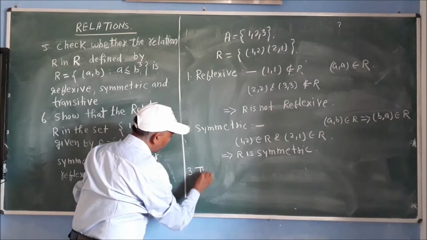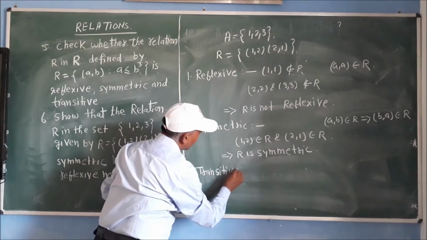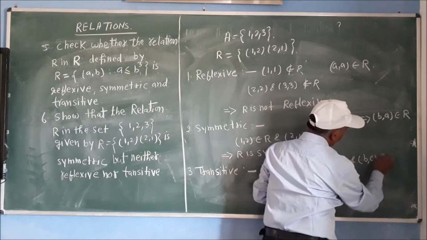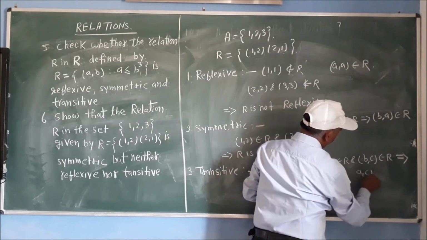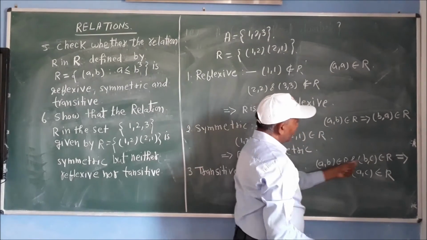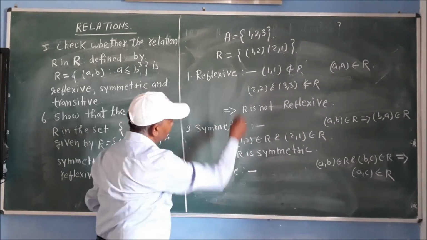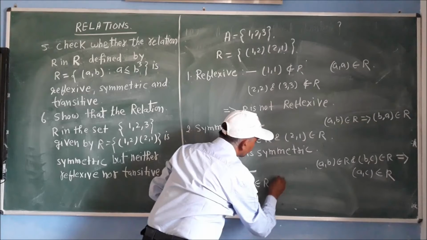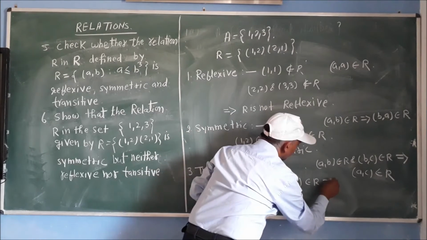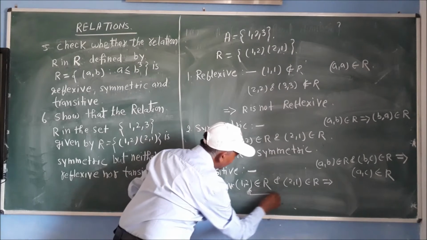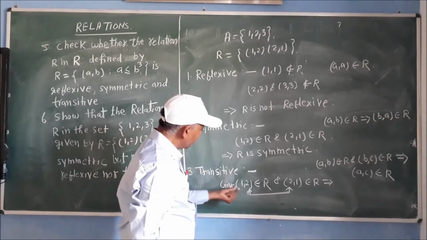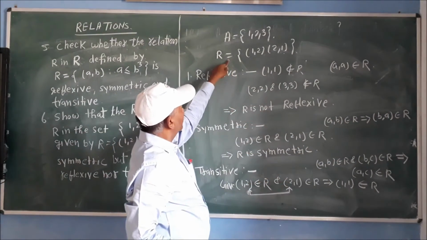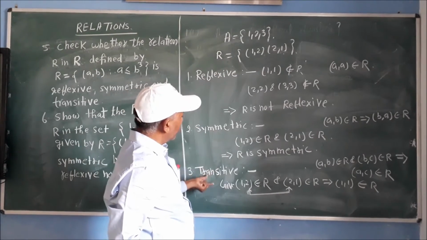Third is transitive. The transitive property is: if (a,b) belongs to R and (b,c) belongs to R, this implies (a,c) belongs to R. If (a,b) and (b,c) belong to R, then (a,c) must belong to R. So here, (1,2) belongs to R and (2,1) belongs to R. This implies its second element is 2 and its first element is 2, so for transitivity (1,1) must be in R. But (1,1) is not present in the relation. That means this relation R does not hold the transitive property.